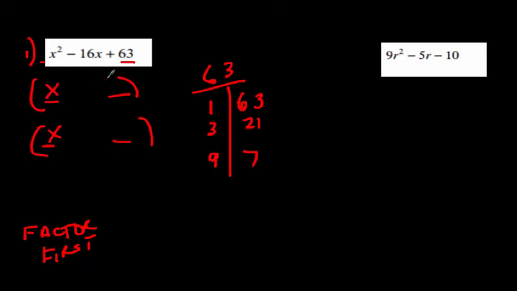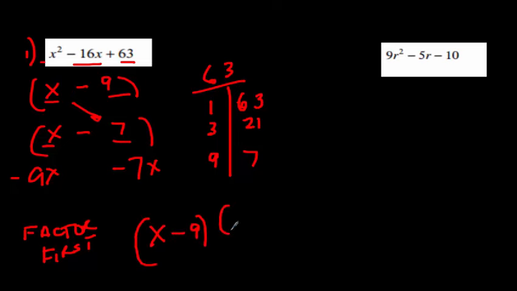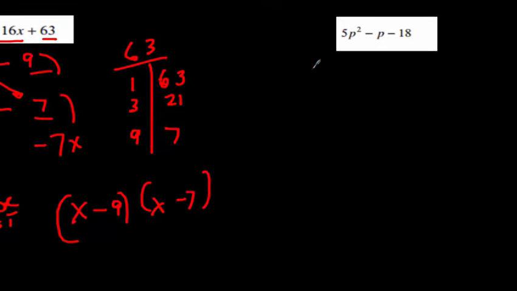Just for kicks and giggles right now, I'm going to try 9 and 7. If I cross multiply these, here that's going to give me 7x, here that's going to give me 9x. Is there a way we can make a negative 16 with these? Absolutely. In order to make a negative 16x, this has to be a negative 9, this has to be a negative 7. So therefore this is x minus 9 and x minus 7. So this factors down to x minus 9 and x minus 7, and there is our answer. Quick and easy. Alright, so for this next problem, let's do the exact same technique.